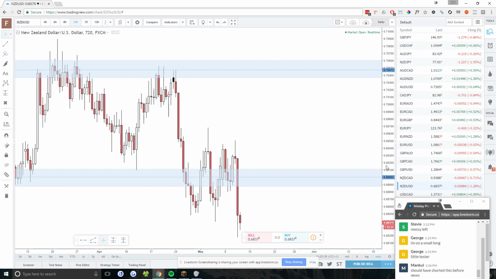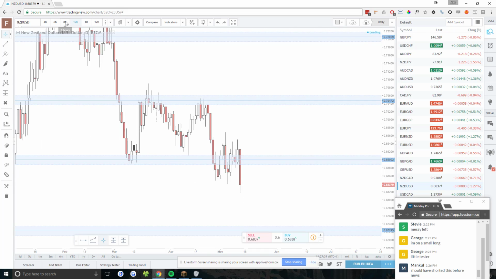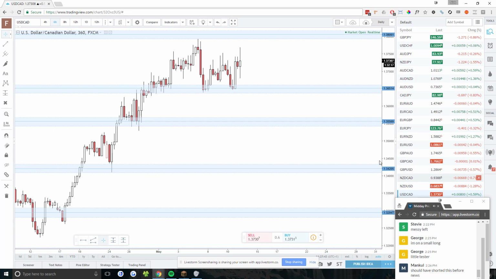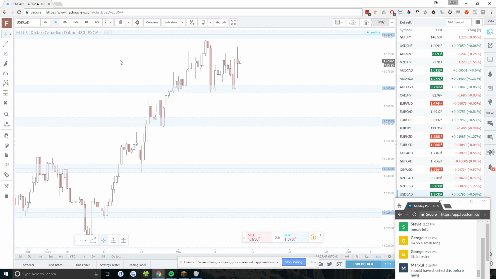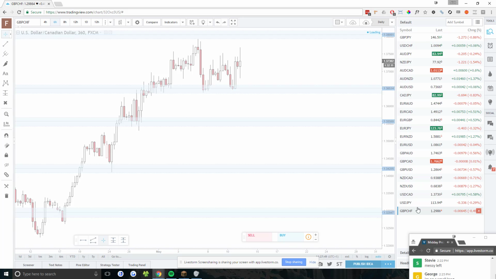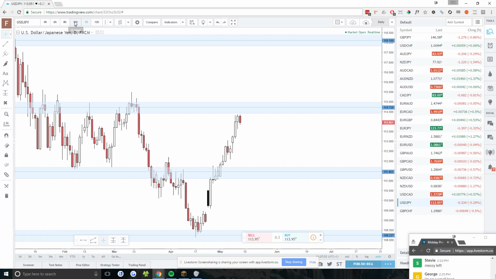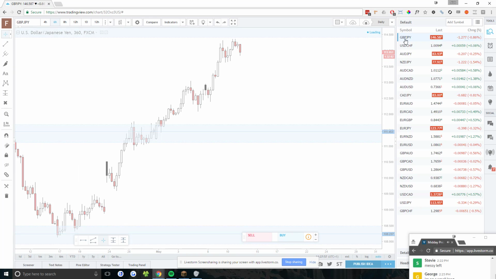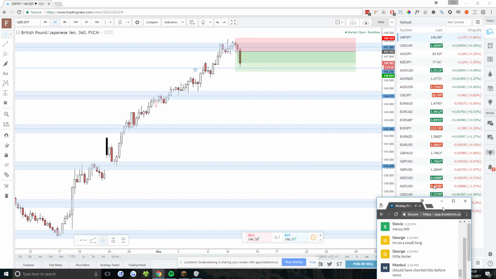New Zealand USD, what's up with that? Nothing much, it's just kind of in between areas. USD CAD, what's going on with that? Nothing much. It is also in between areas. USDJPY, nothing much. Okay. So nothing much going on overall.